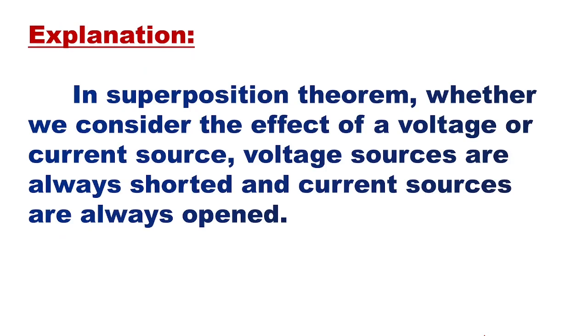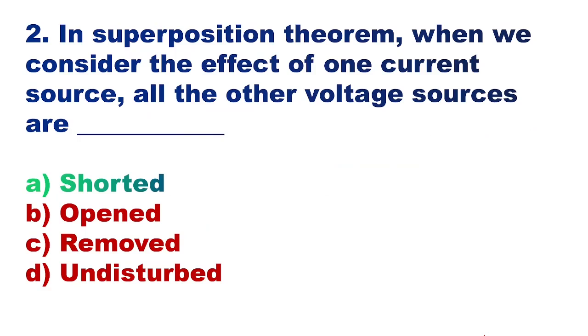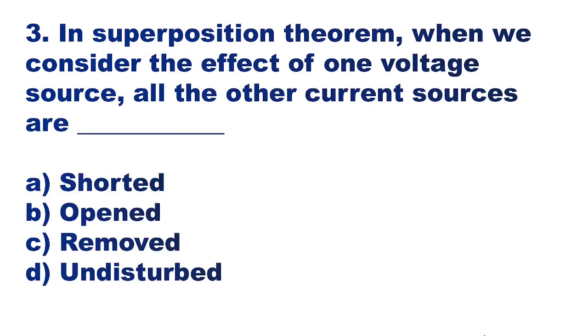Again the same explanation we can give: in superposition theorem, whether we consider the effect of a voltage or current source, voltage sources are always shorted and current sources are always opened. So here you can see option A is the right answer because we are going to eliminate voltage source. So A, shorted, will be the right answer. Then we'll go to the next question of the same kind.